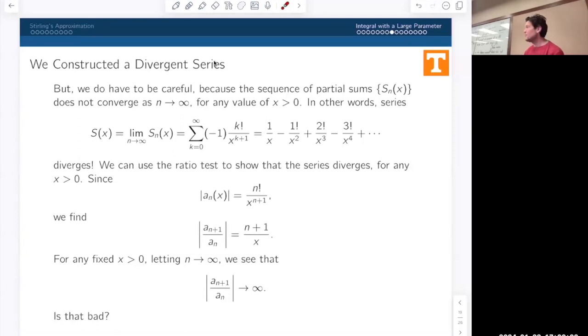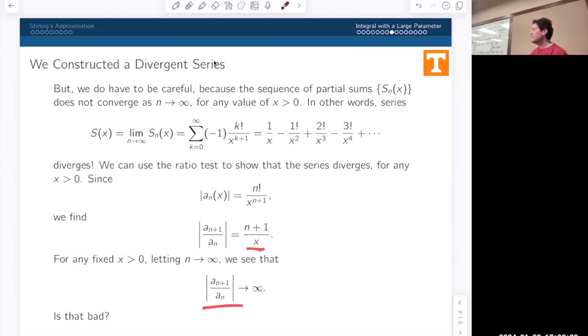you get n plus one over x. So now remember what happens when you consider series, you fix x and you take n off to infinity. So there's no way that this term is going to converge to zero. That's what you would need to show that the series converges using the ratio test. This guy goes off to infinity for any fixed x.